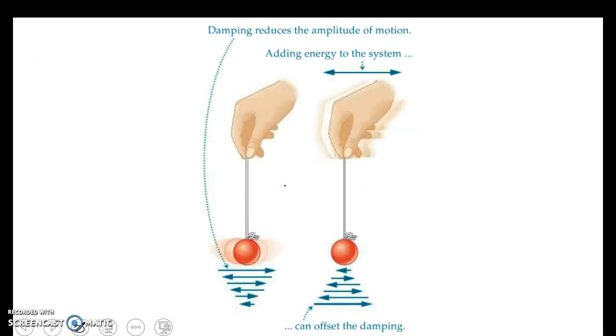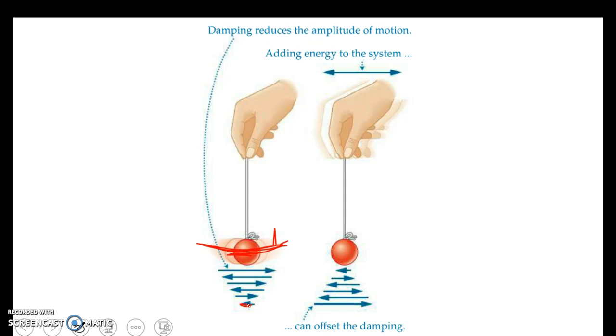One more thing to talk about is something called damping. Damping happens when, let's say I start this thing going back and forth. If I just start it and then stop moving my hand, it will slow down and my amplitude will decrease to a point where it'll stop. Damping is friction or gravity causing simple harmonic motion to slow.